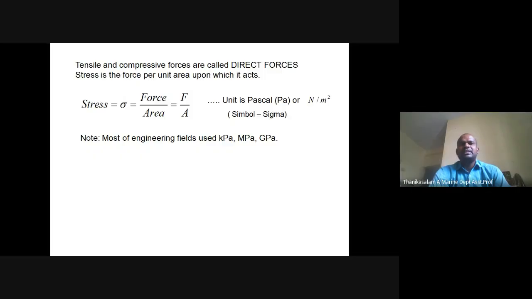Its unit is Pascal, denoted by Pa, or 1 Pascal equals 1 Newton per meter squared. As a student, we must know the unit of any quantity. The stress unit is Pascal or Newton per meter squared. Stress is denoted by sigma. In most engineering fields, kilopascal, megapascal and gigapascal are used.